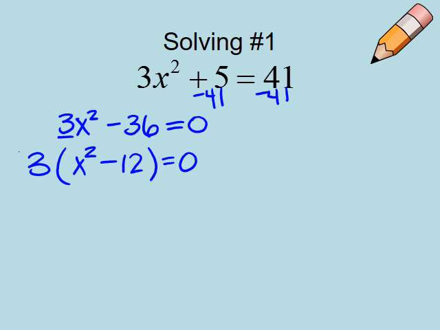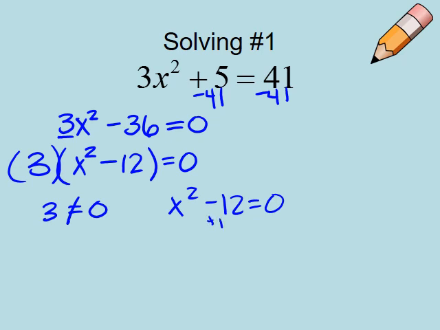So in this case, I'm going to set each factor equal to 0. Now 3 does not equal 0, so that GCF actually eliminates itself. On the right-hand side, I'm going to add 12 to both sides. I'm going to isolate the x by square rooting both sides. And I have square root of 12.